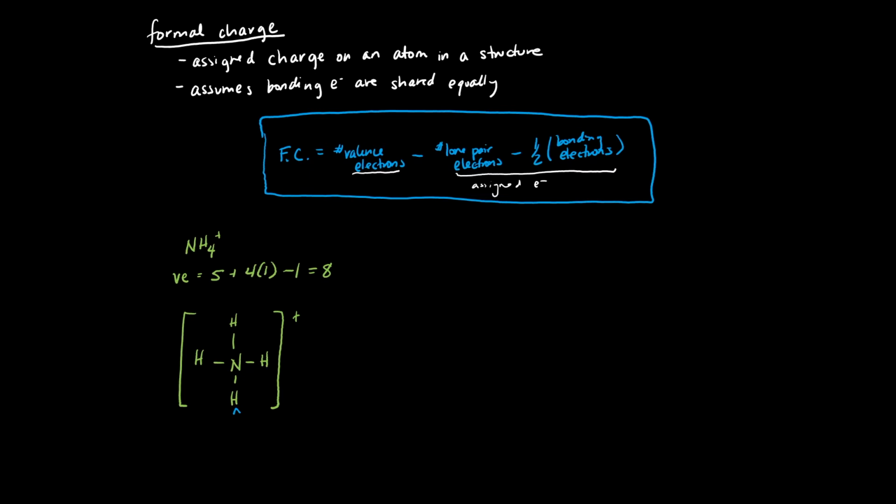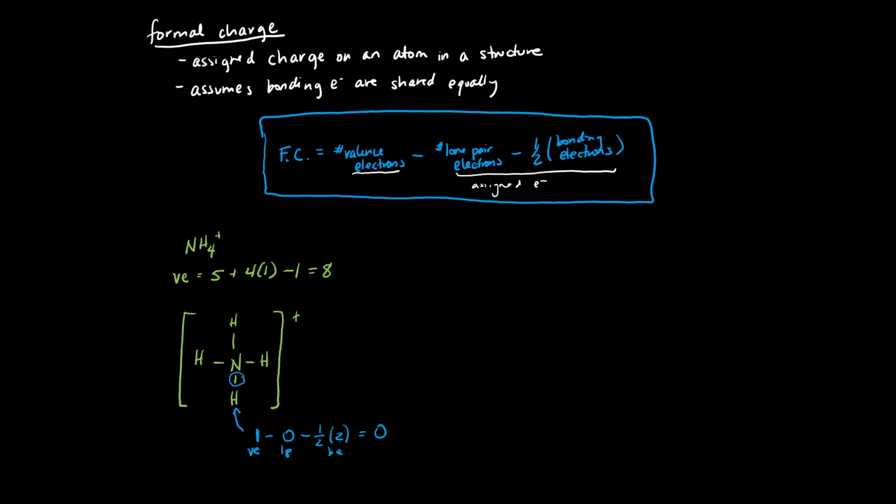The hydrogen atom on its own has 1 electron. In the structure, it has no lone pair electrons and 2 bonding electrons. Bonding electrons count for any atom involved in the bond. So in this case, they count for both hydrogen and for nitrogen. So if we do our formal charge calculation, we'll have 1 valence electron minus 0 lone pair electrons minus 1/2 times 2 bonding electrons to end up with a formal charge of 0. All of the hydrogens in the structure will have a formal charge of 0.